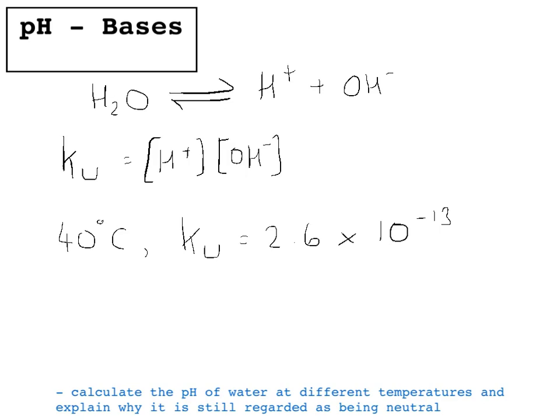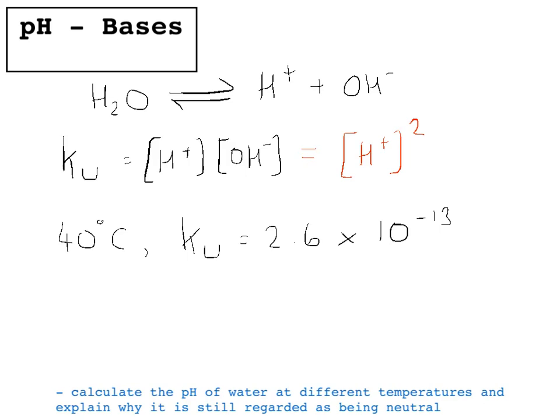But what you might get asked to do is work out the pH of water from the Kw value. And what you need to remember is that for every H plus ion that is created when water dissociates, one OH minus ion is created as well. So we can simplify this Kw expression to say that Kw must equal H plus squared, because the concentration of H plus equals the concentration of OH minus.